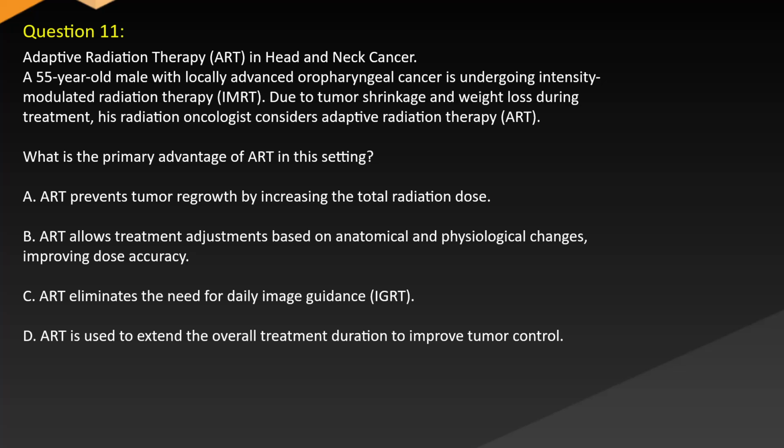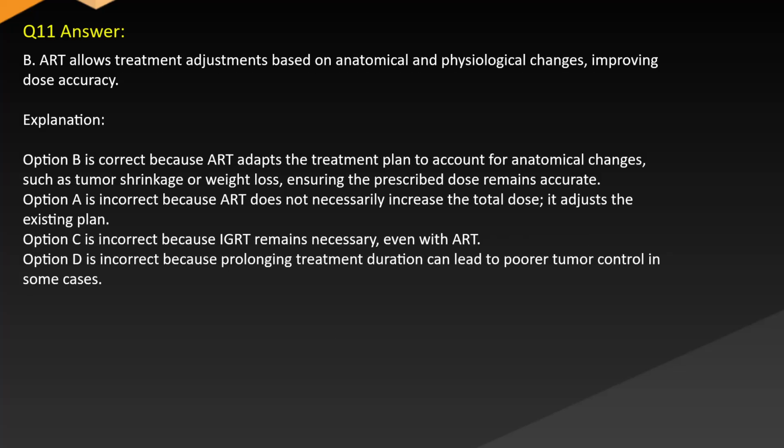C. ART eliminates the need for daily image guidance. D. ART is used to extend the overall treatment duration to improve tumor control. Answer B. ART allows treatment adjustments based on anatomical and physiological changes, improving dose accuracy. Explanation. Option B is correct because ART adapts the treatment plan to account for anatomical changes, such as tumor shrinkage or weight loss, ensuring the prescribed dose remains accurate.